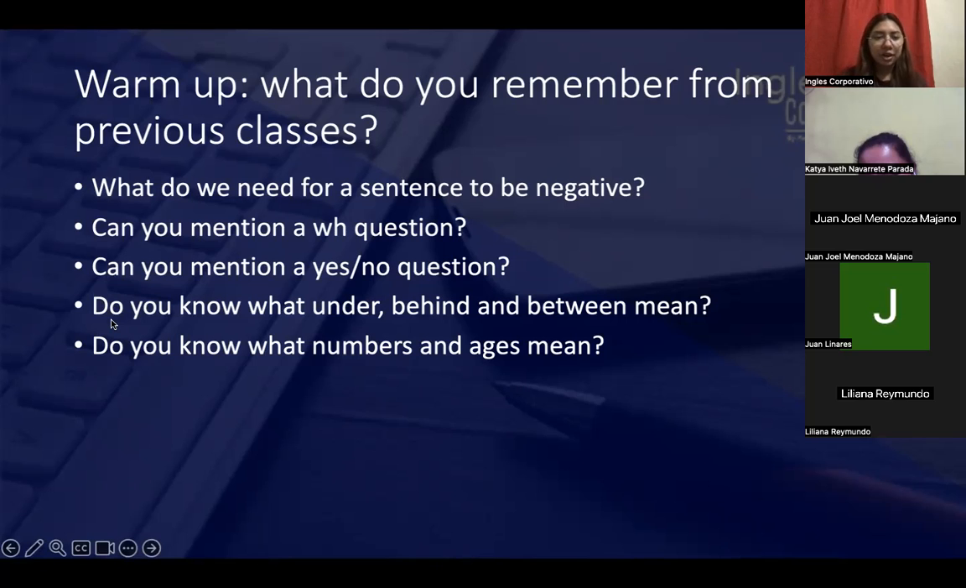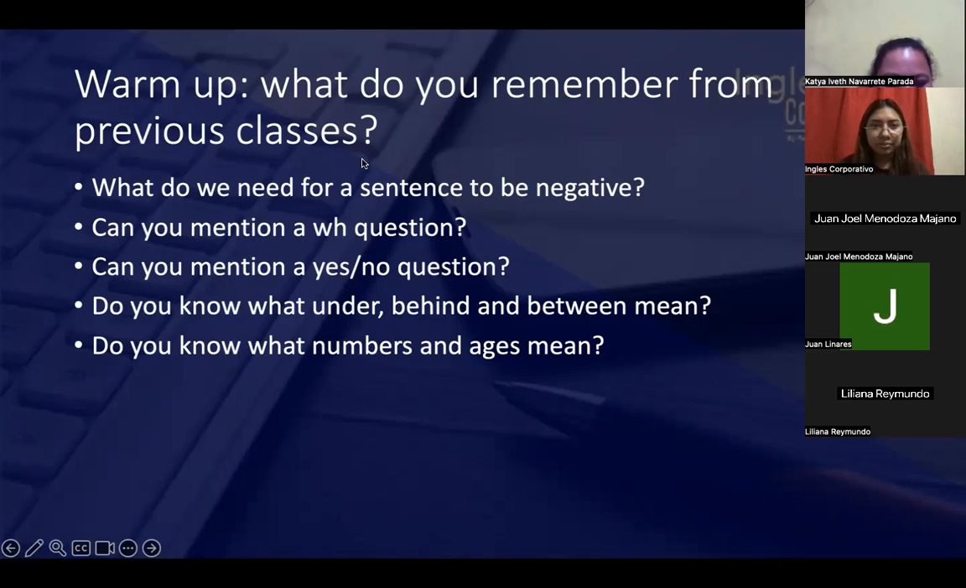Tenemos otra pregunta, and it says, do you know what under, behind, and between mean? Do you remember that? Okay, Catherine, no te preocupes, lo tendré en cuenta. Okay, don't worry, lo tendré en cuenta. Gracias por informarme, Catherine. So here we have, do you know what under, behind, and between mean? ¿Sabes lo que under, behind, y between significan? Do you know that? Do you remember that? Yes. Okay. ¿Qué significa? Under, behind, and between. Under es debajo. Okay. Behind, detrás. Detrás, right? Between, en medio, entre. Okay, awesome. Thank you so much.